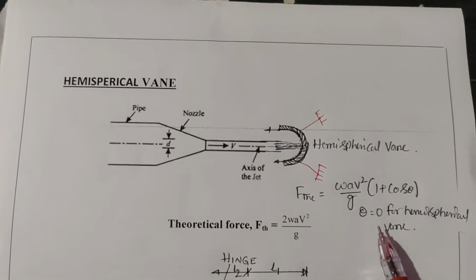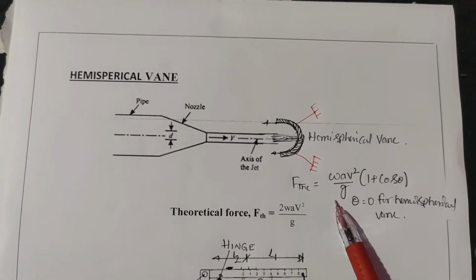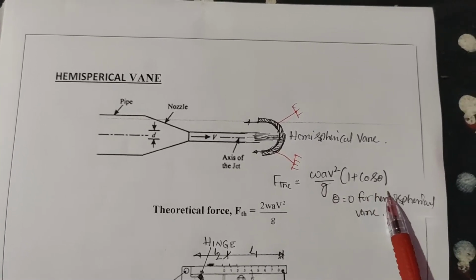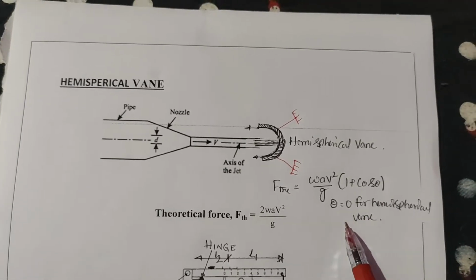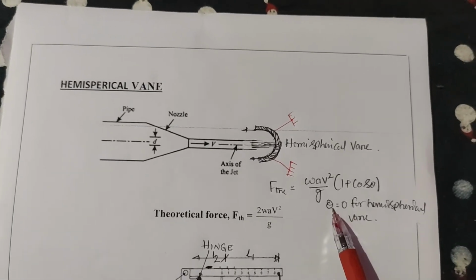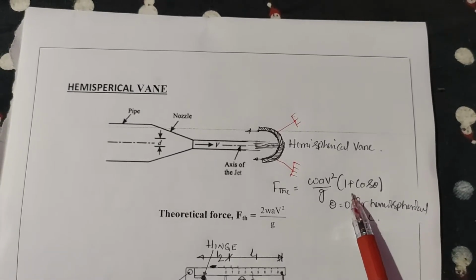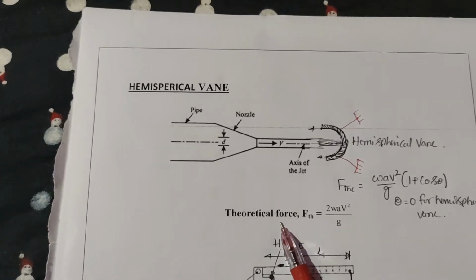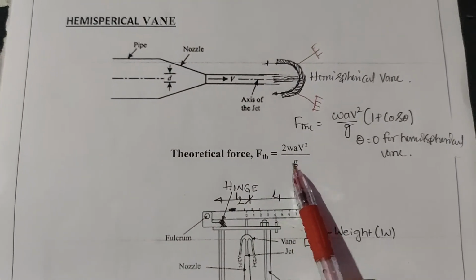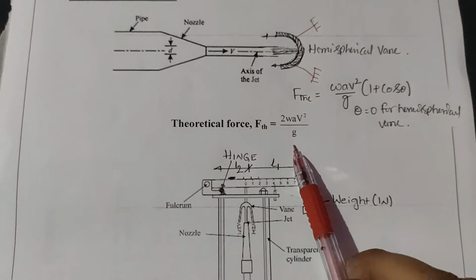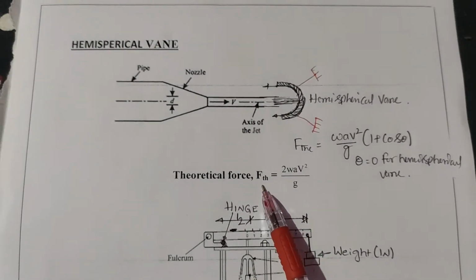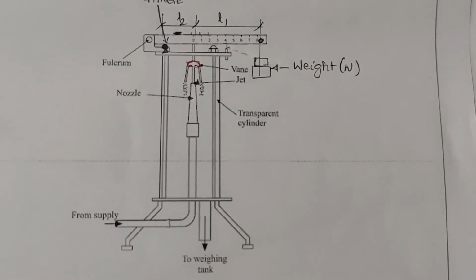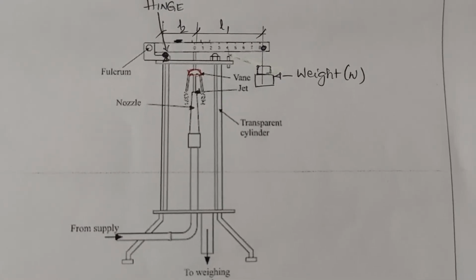Similarly, let us consider the curved vane for which F theoretical is calculated by the equation omega A V square divided by g into 1 plus cos theta. So when theta becomes 0, that is cos 0 is 1. Therefore, 1 plus 1 will become 2. Therefore, F theoretical is calculated by the equation 2 omega A V square divided by g, which is nothing but theoretical force for hemispherical vane. The figure shows the experimental setup for impact of jet on vanes.